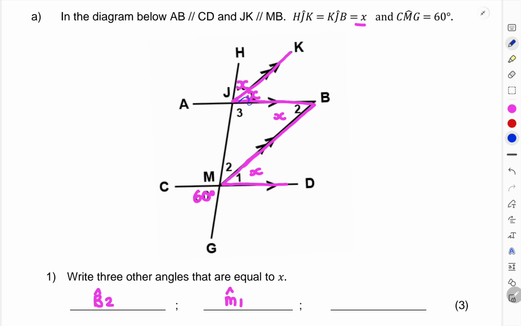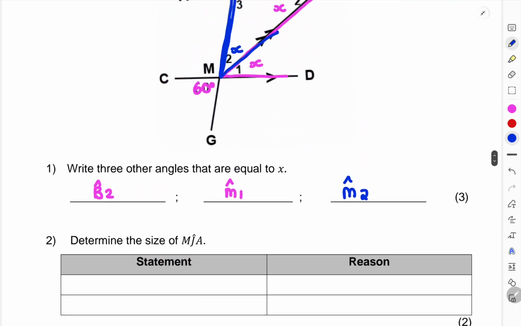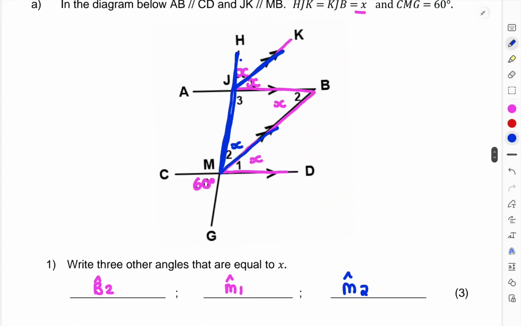If you've got your F over here, if I can just highlight that for you, can you see that because that is x, M2 will also be equal to x? Okay. Determine the size of MJA.